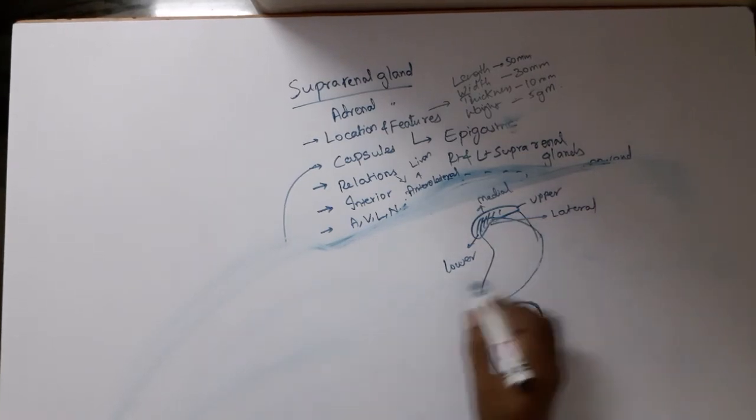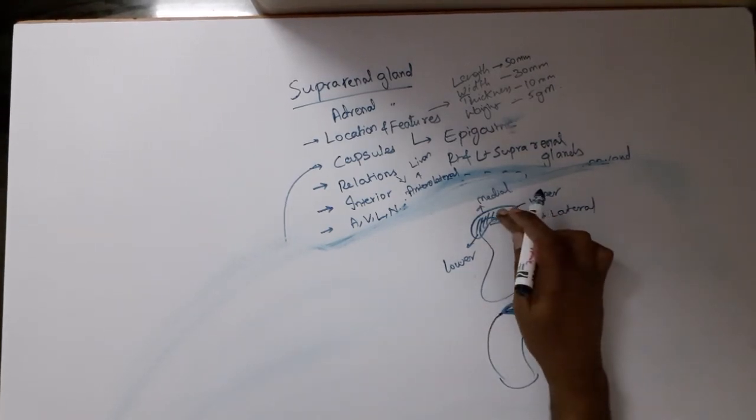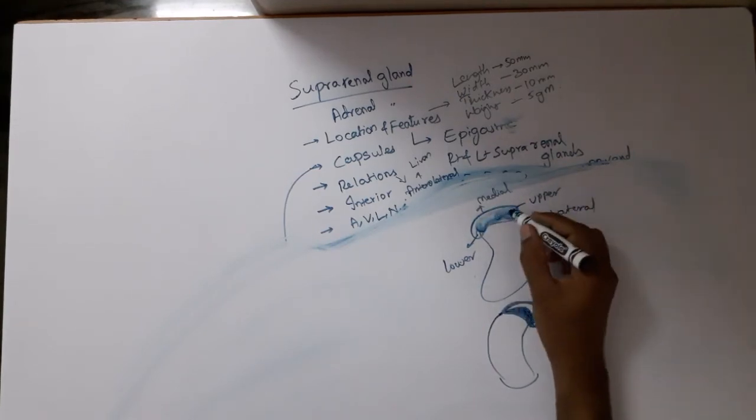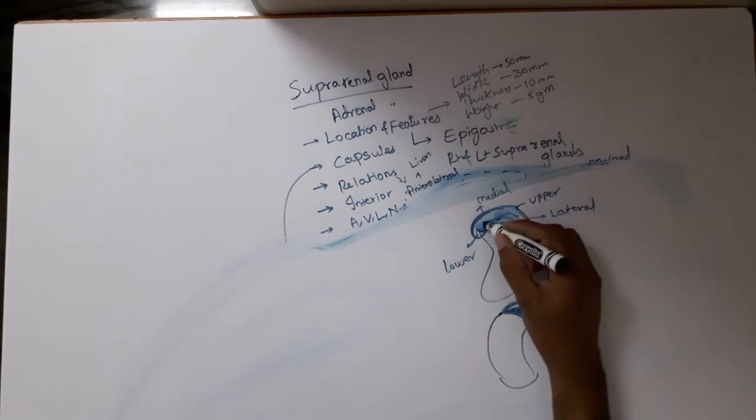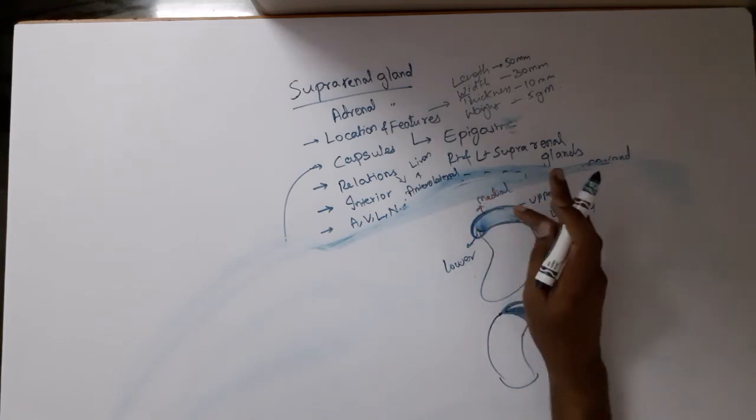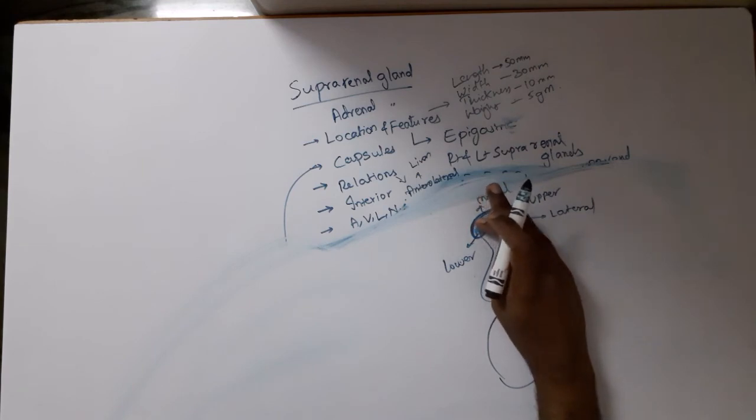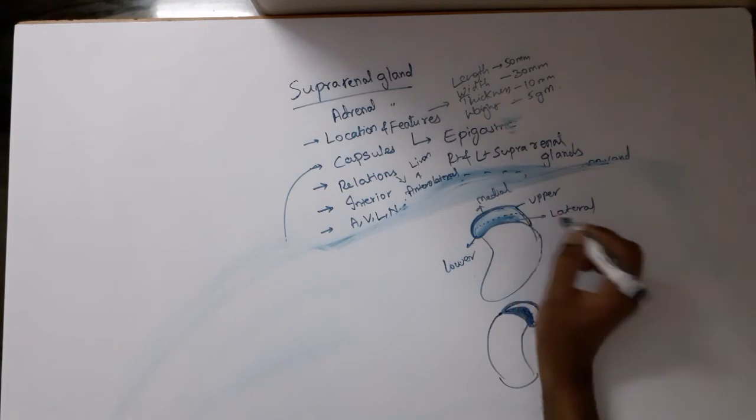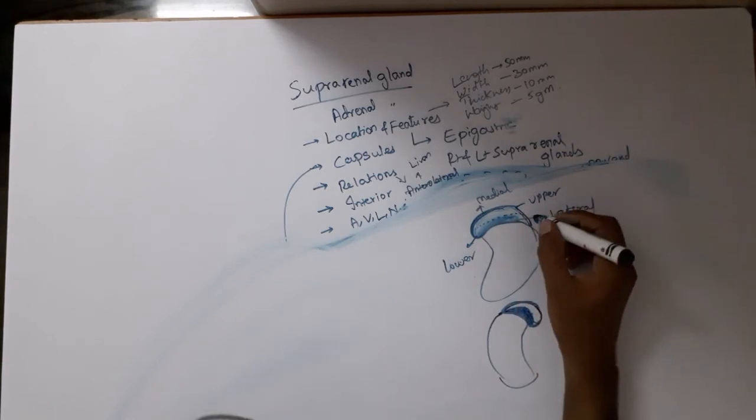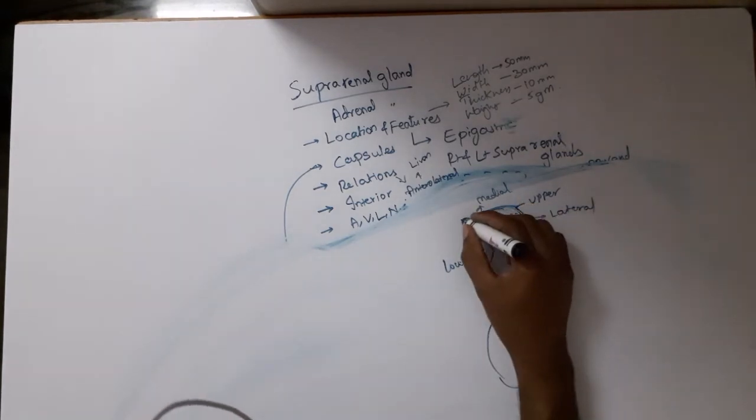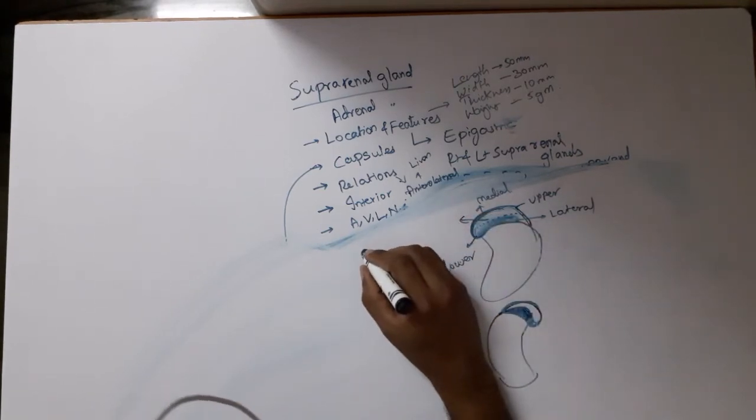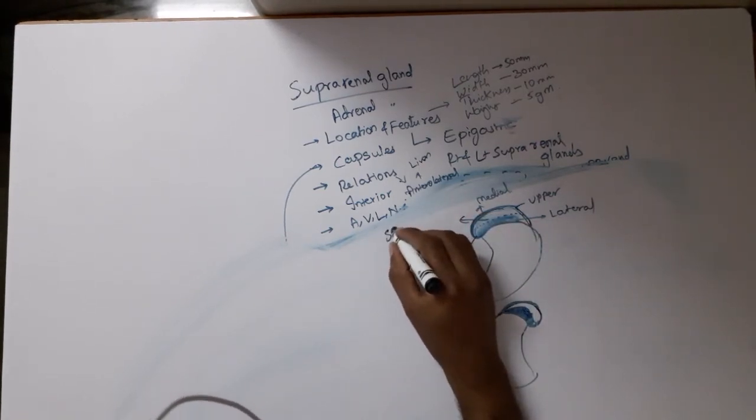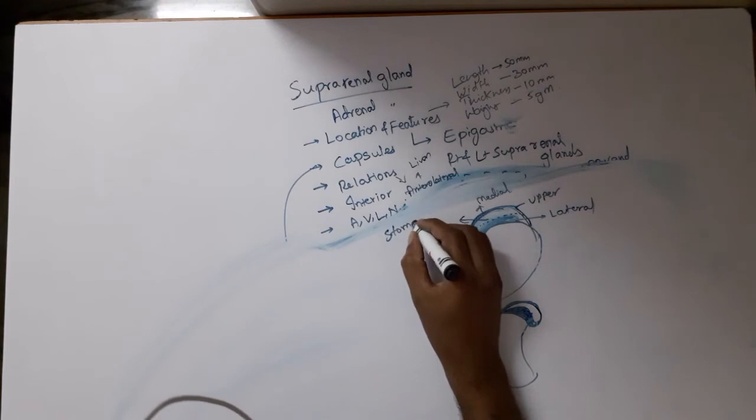So this anterior surface of the left suprarenal gland, you can divide that into the upper region and the lower region. So the upper region of this anterior surface is related with the stomach.